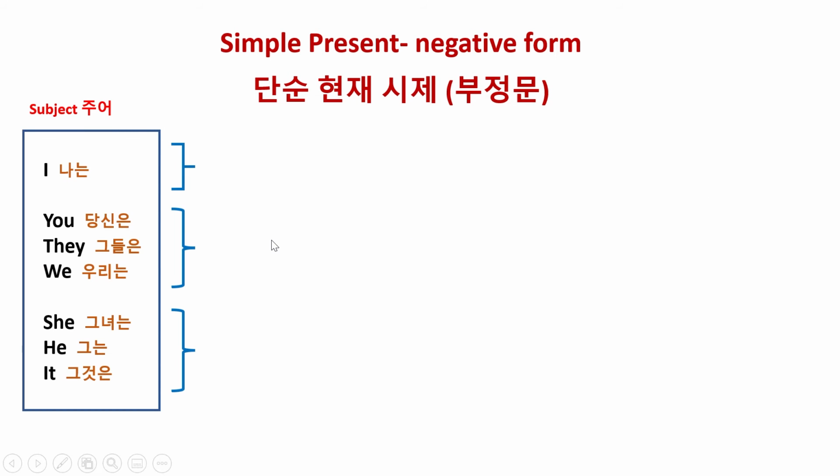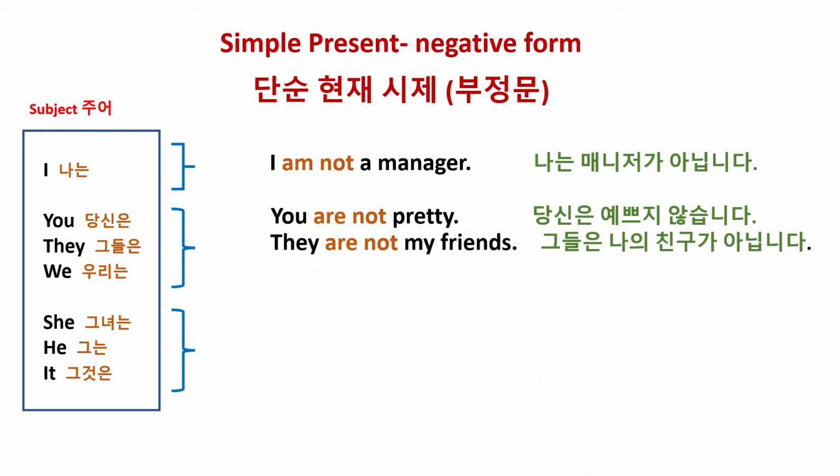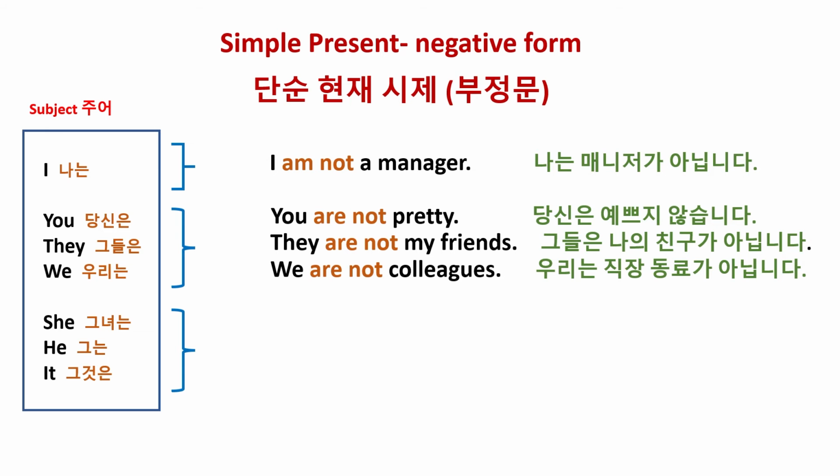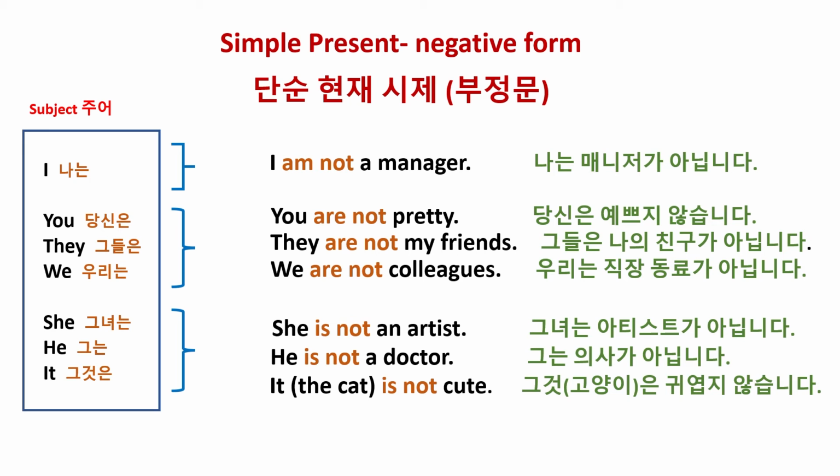Now, let's summarize here and use other verbs too. First of all, let's use the to-be verbs. According to the subjects, we make different sentences. For example, I am not a manager. You are not pretty. They are not my friends. We are not colleagues. She is not an artist. He is not a doctor. It is not cute. So, as you can see easily, we add not after the verbs.